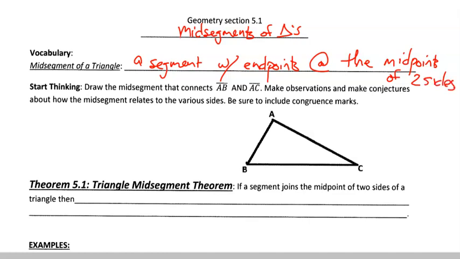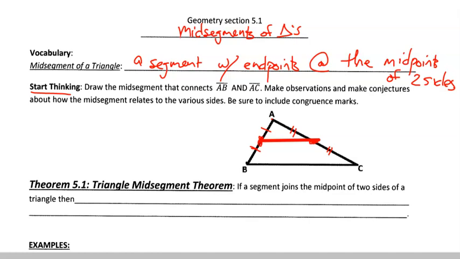Okay. When we look at this, it says start thinking. Draw the midsegment containing AB and AC. If here is AB, the midpoint is roughly there. One tick, meaning that's the midpoint. Then we find out where the midpoint is of AC. If I measured it in millimeters and divided by 2, this is where the location would be. Now, if I draw the midsegment, there's your midsegment.